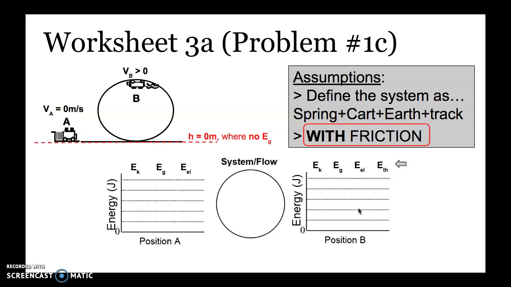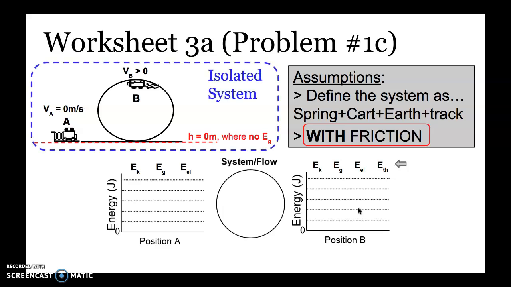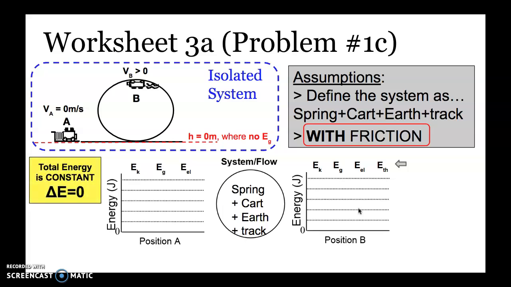Let's say there's friction here, right? I'm going to define my system exactly the same. I'm going to write my system right there in the middle, and I'm going to go through and ask the same questions as I did before. In the beginning, position A, is anything moving? No. Is anything above the ground? No. Is anything stretched or compressed? Yes. In the end, is anything moving? Yep. Gravitational energy still? Yep. Elastic energy, is anything stretched or compressed?